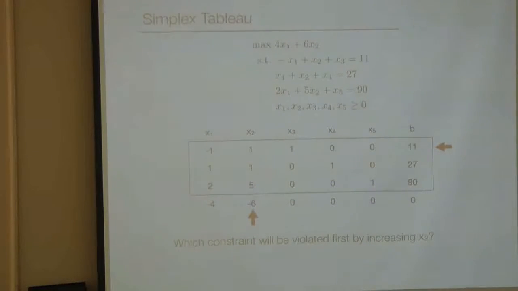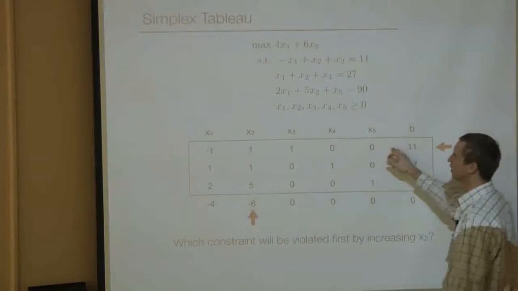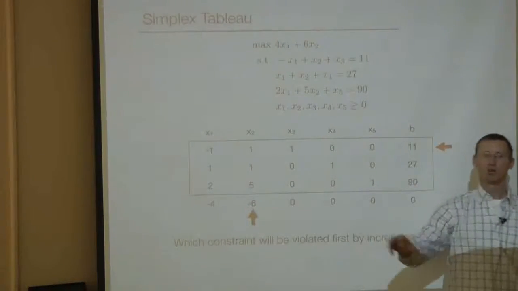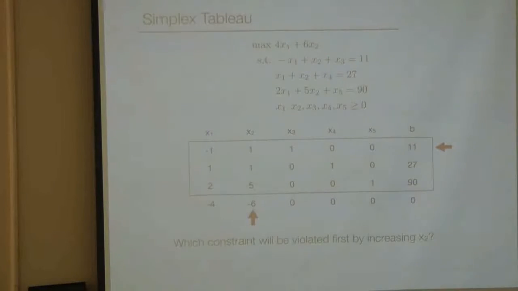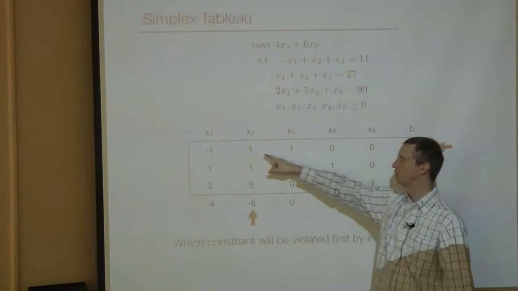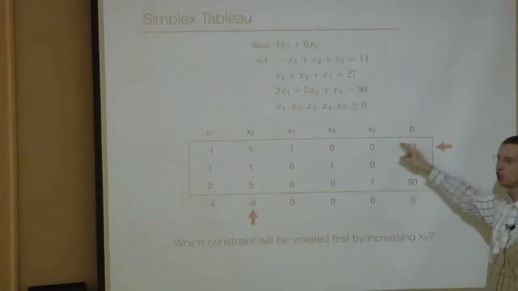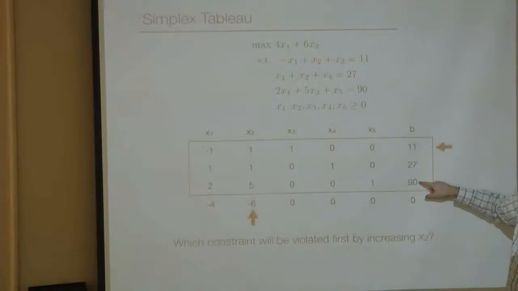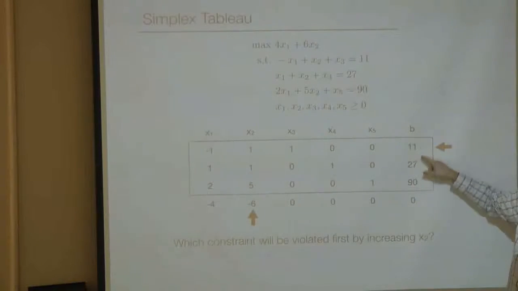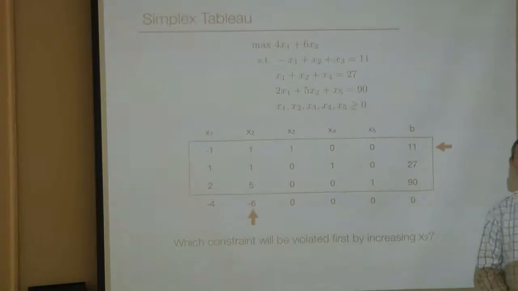20 times, not even 25, 16. That's 16. Am I right? Yeah, that's 16. And the ratio here is just 11. Okay. So we are looking at the constraint which has the lowest ratio between the right-hand side and the corresponding leading coefficient. So the ratio here is 11, here it's 27, and here it's 16. So we see that it's the first constraint which will be violated first by increasing x2.